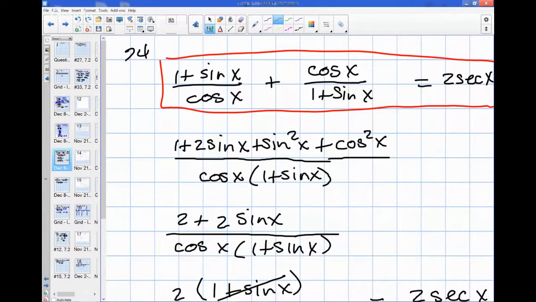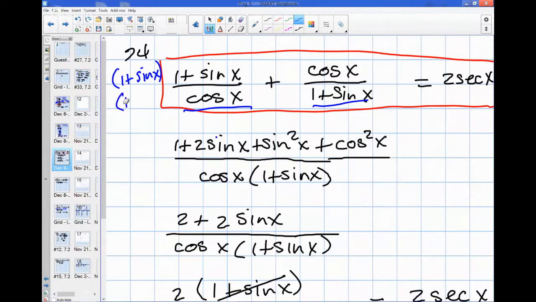Well, the only way I could combine these two fractions that are being added is if I had a common denominator, right? So now let me change colors. How can we get a common denominator? Well, isn't the common denominator just the product of these two things? I've got a cosine, I've got a 1 plus sine, so the left fraction needs a 1 plus sine, and the right fraction needs a cosine. We've done this before, not with trig things, but many times before. How can I get an extra 1 plus sine on the left? We can multiply top and bottom by 1 plus sine x.